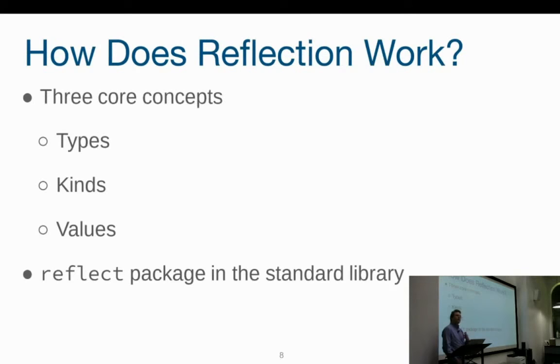So now that we know what reflection actually is and why you might need it, you still need to understand how it all works. And reflection in Go is built on 3 core concepts. There's types, and there's kinds, and there's values. So the reflect package in the standard library is the home for the types and for the functions that implement reflection in Go.